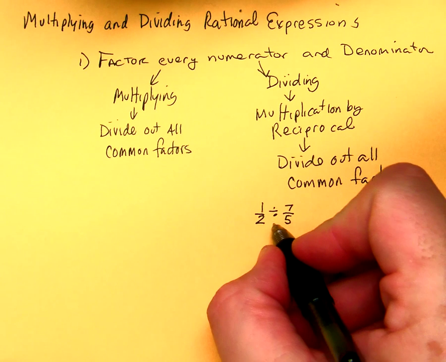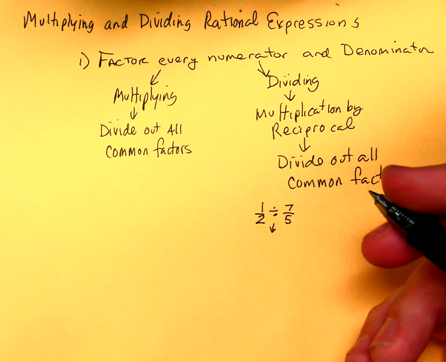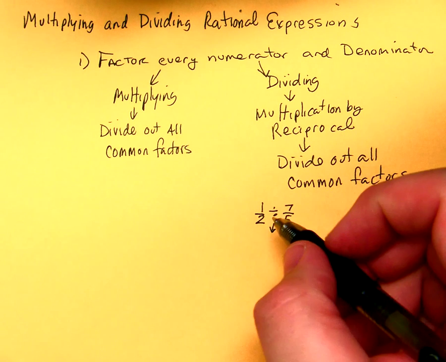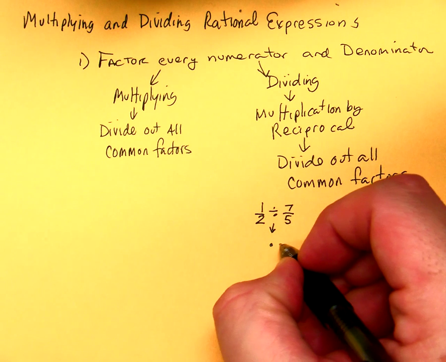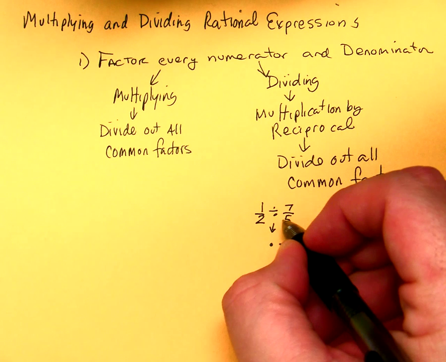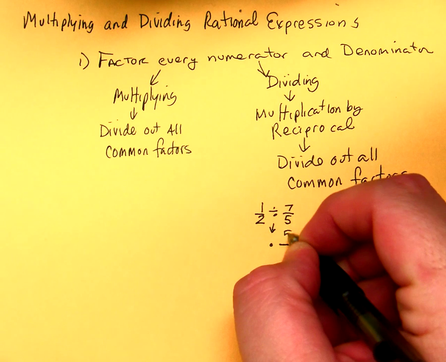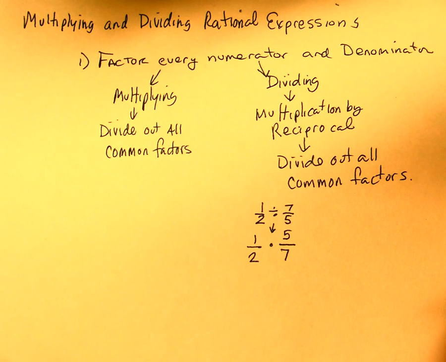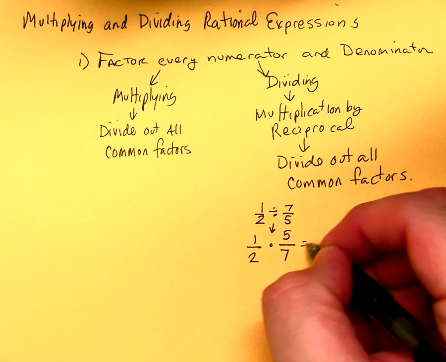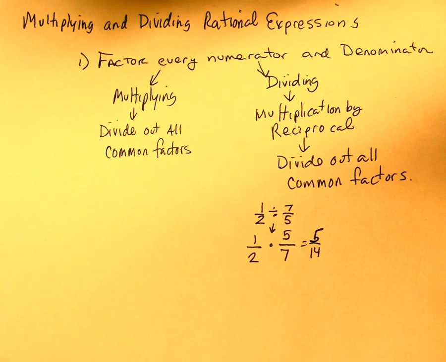we don't have a division method. So what we're going to do is change this to multiplication by the reciprocal of the second rational expression. So 7/5 becomes 5/7. And then it becomes 1/2 times 5 over 7, which would be 5 over 14. So that's what's going to happen.